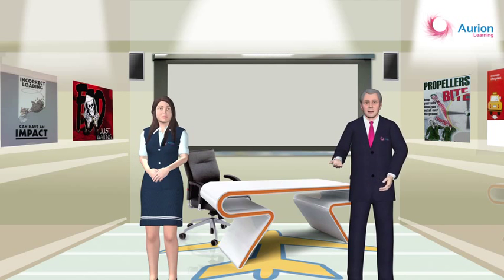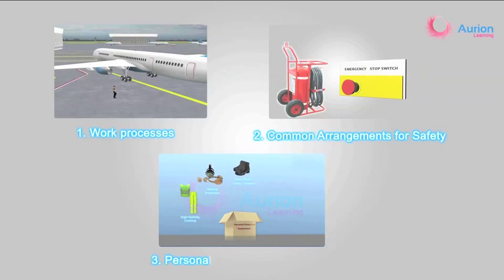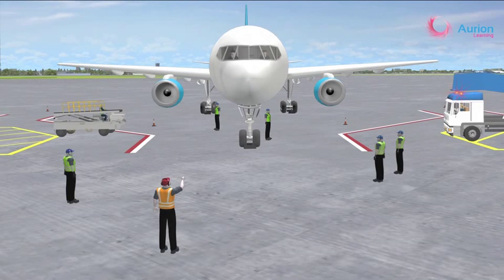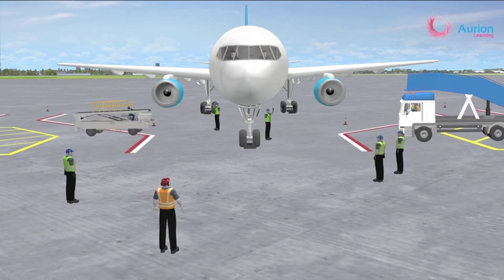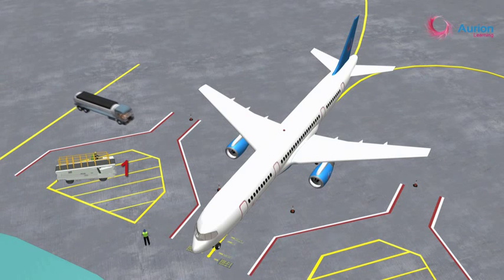The basic points that are considered for a turnaround plan are how the supervisor or handling agent will carry out their work, common arrangements such as what to do in an emergency and minimum personal protective equipment needs, the signal that is safe for people and vehicles to approach the aircraft, the order in which they should approach, and the positions they should take up to make sure everyone can get to and from the aircraft safely and without endangering others.